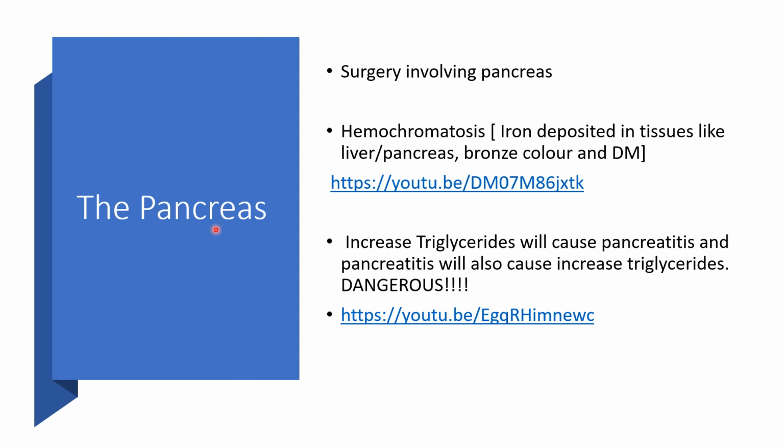Okay, still on possible problems with the pancreas, it could be surgery involving the pancreas, or hemochromatosis. For the full presentation on hemochromatosis, you can copy this very link and you will get into that on my channel right there. So hemochromatosis simply means the iron is being deposited in tissues, and the tissues could be the liver or the pancreas, giving us bronze color and diabetes mellitus. It might be as a result of increased triglycerides. That will cause pancreatitis, and the pancreatitis will also cause increased triglycerides.